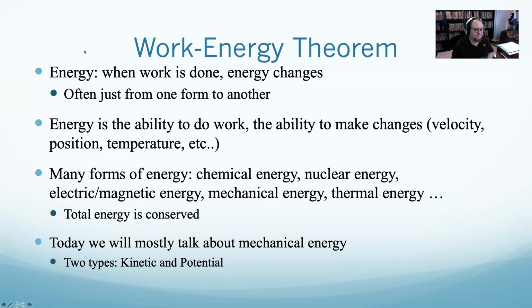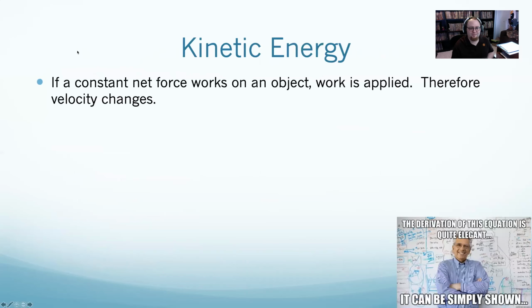So let's do a derivation. Let's say a constant net force does work on an object. If work is applied, we're applying a force that's going to change the velocity. Well, work is force times displacement. But we know force is ma. So work should be ma times displacement.